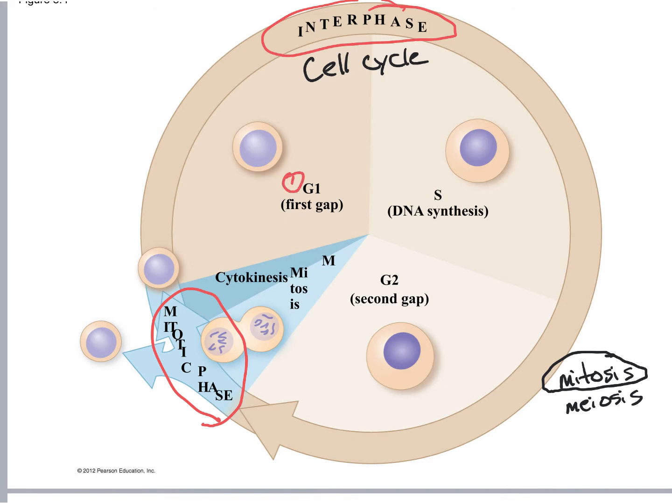Within interphase, there's what we call G1. Within interphase, there's the S phase, or synthesis. And within interphase, there's G2, or the second gap. All of this is happening prior to mitosis.